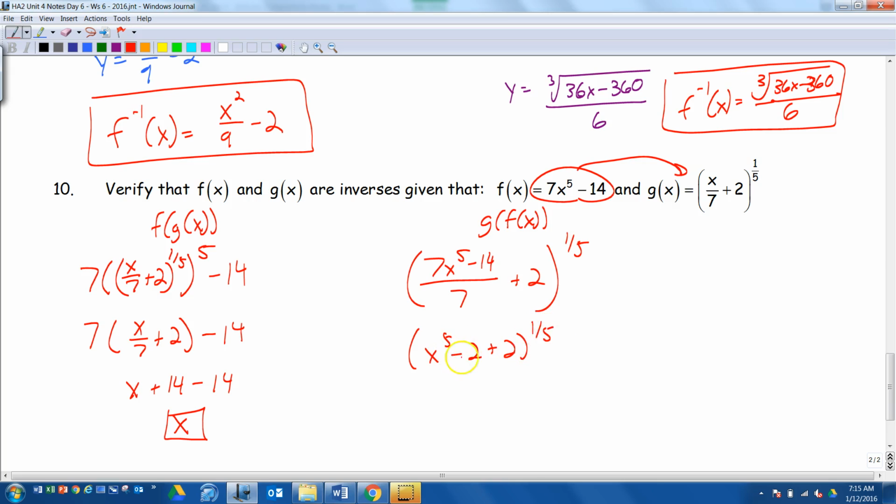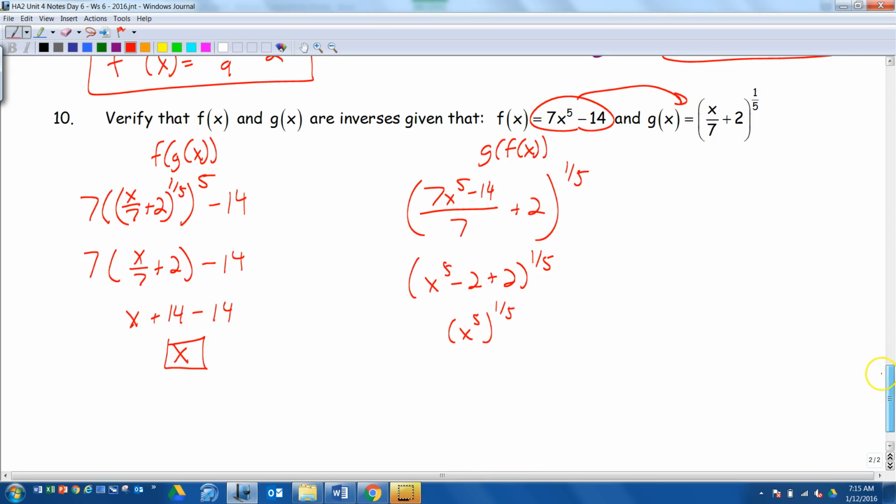Again, this is the step people screw up. You cannot distribute the 1/5. 2 minus 2 is 0, so we get x to the 5th to the 1/5. Now you can cancel out the 1/5s, and you get x. So they are inverses. f of x and g of x are inverses.